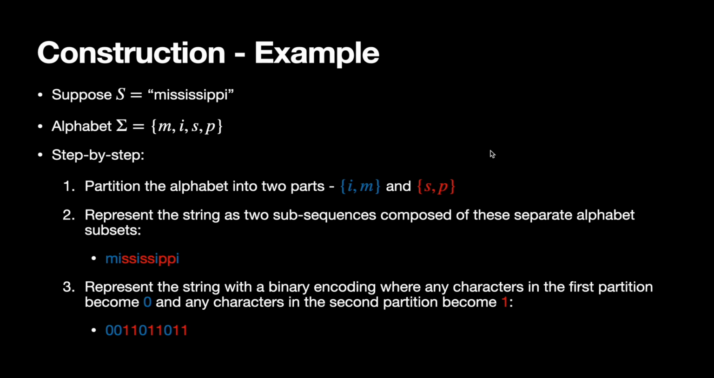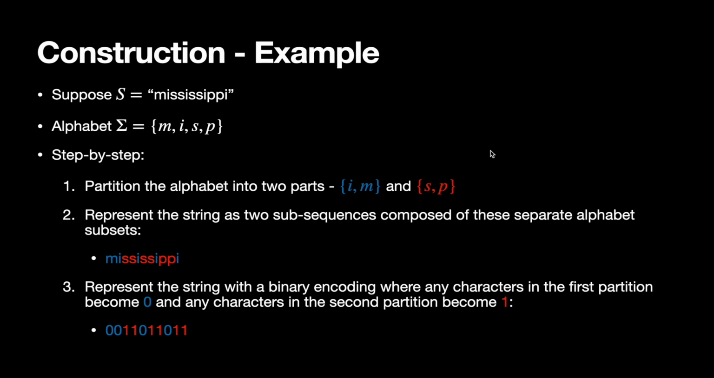The first one, which I've color coded with blue, has I and M, and the second one has S and P. Now we're going to represent the string as 2 subsequences composed of these separate alphabet subsets. All you can see here is really the color coding, but anywhere there was an I or an M in the original string, I've color coded it blue. So those first 2 characters, M, I, are blue. And anywhere there's an S or a P, I've color coded it red. So it's MI in blue, SS in red, and then I, and then SS, and so on and so forth.